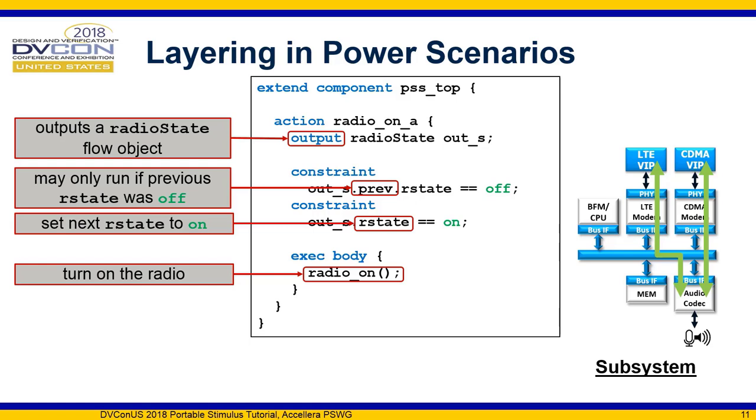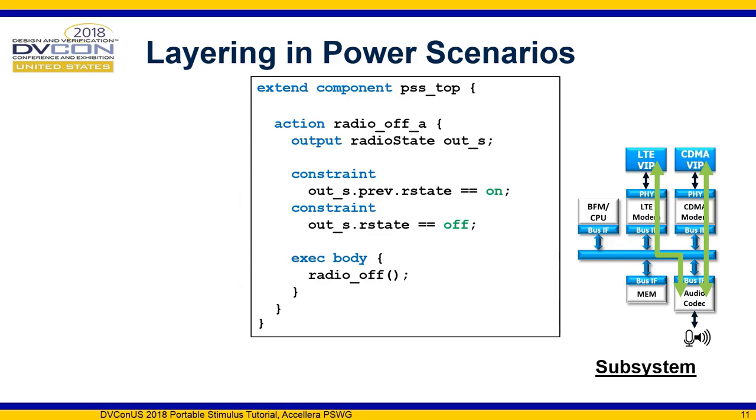So the point over here is we have this little action that says I can only run if the radio is off, because I don't want to turn the radio on if it's already on. And I know how to turn on the radio. There's a radio off action that does exactly the same thing. Again, it says that my previous state has to be on. I don't want to turn the radio off twice in a row, so only run if the radio is off. And I'm going to set the next state to off.